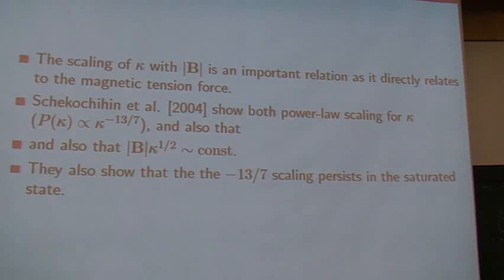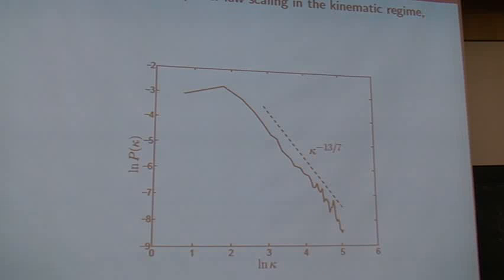They also showed that the modulus of b times kappa to the half was roughly a constant. So kappa b squared scales as a constant. And they also showed that this minus 13 over 7 scaling persisted in the nonlinear regime. We agree with this with our results, but disagree with these two parts, which I'll show. So these are the results as obtained in the Fluxrope code. We've got a log-log scale, and we've got this nice minus 13 over 7 here. And so this appears quite robust from the analytic work that they do in the paper.